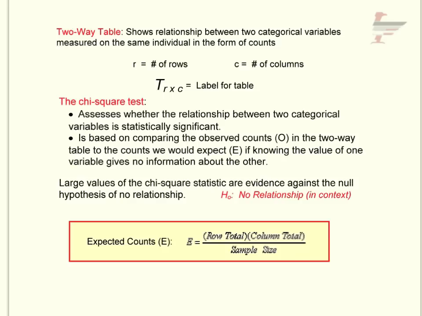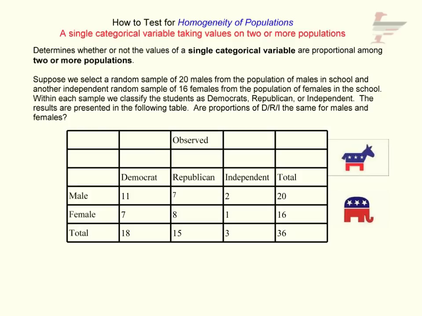The chi-square test will involve us putting all of our observed counts into the two-way table, and then we're going to have to calculate the expected counts for each one of those observed values. And in order to do that, we're going to have to use this formula right down here. And I will be demonstrating how we use that in a moment. First, let's take a look at a two-way table on our next slide.